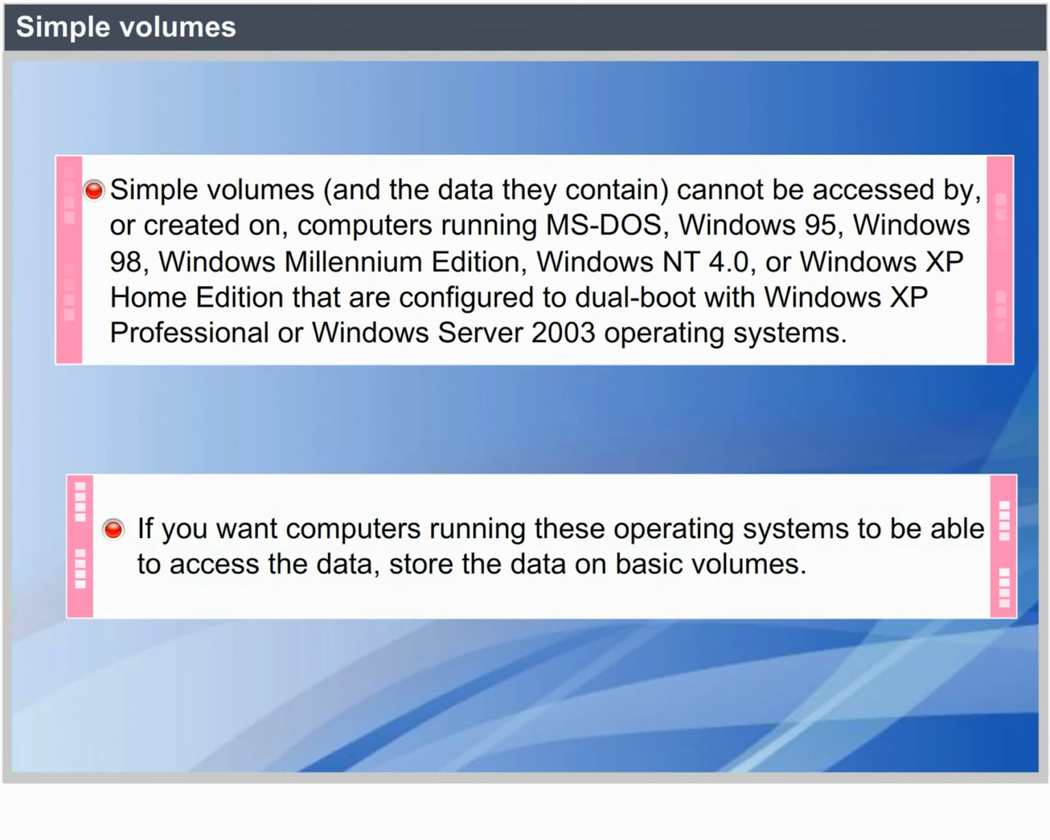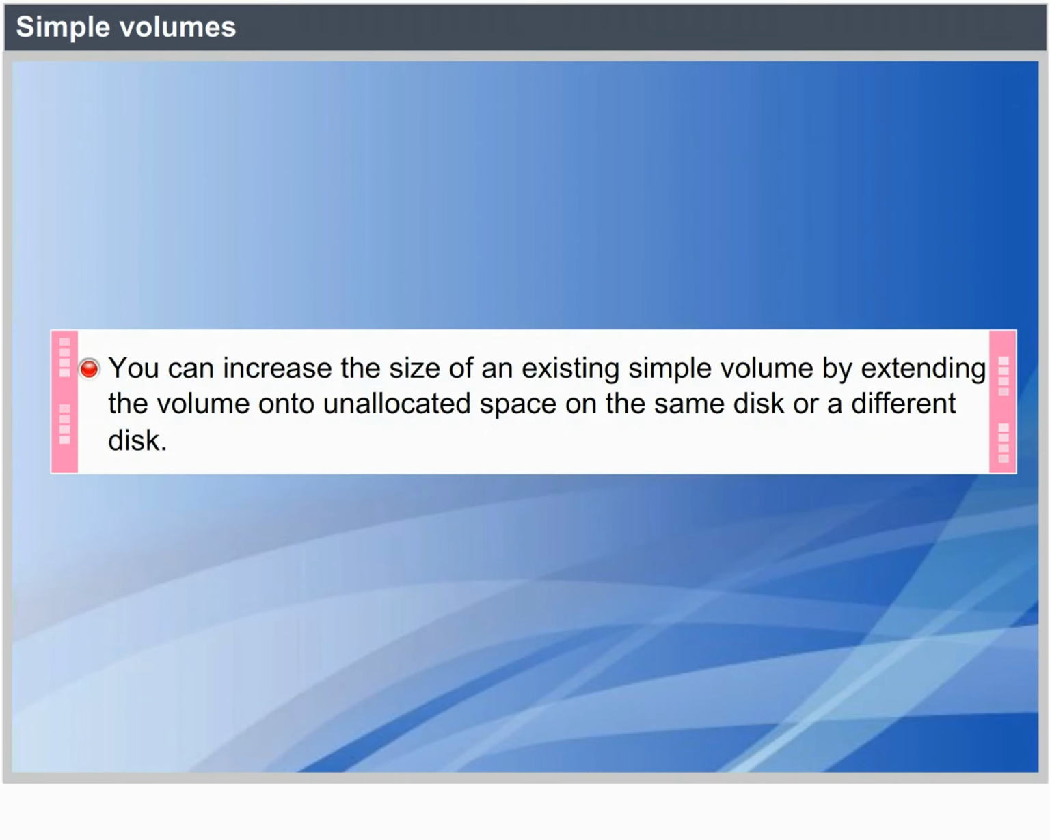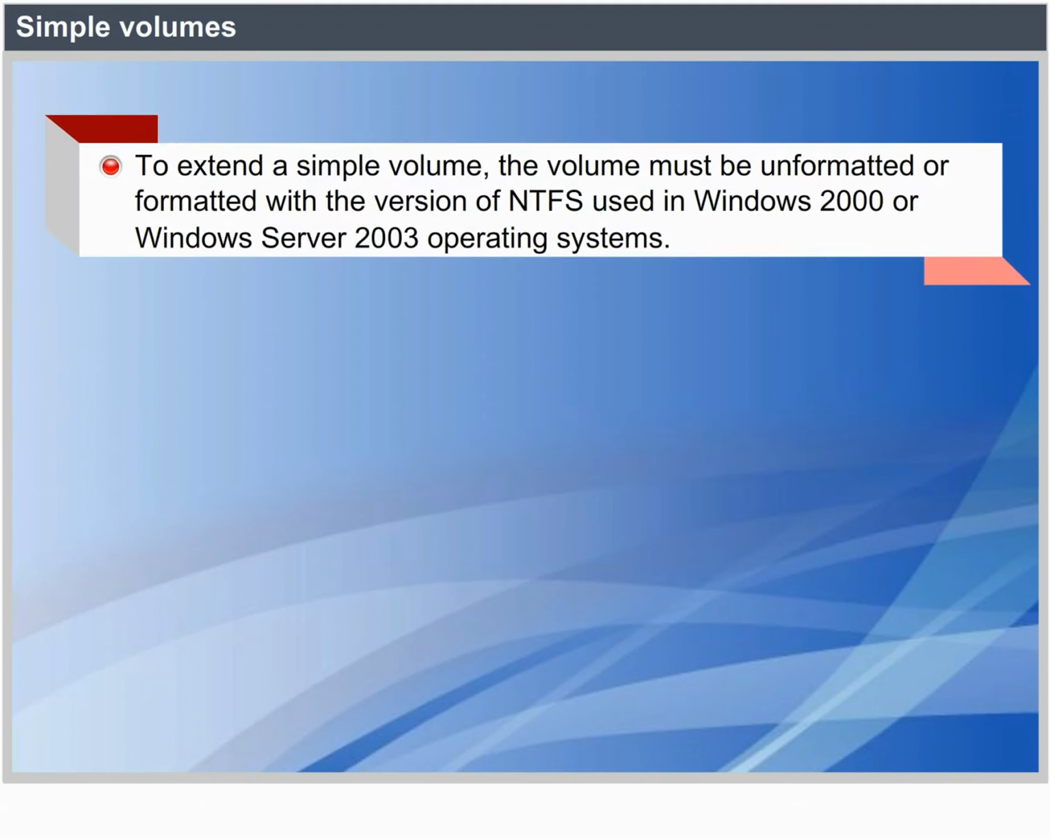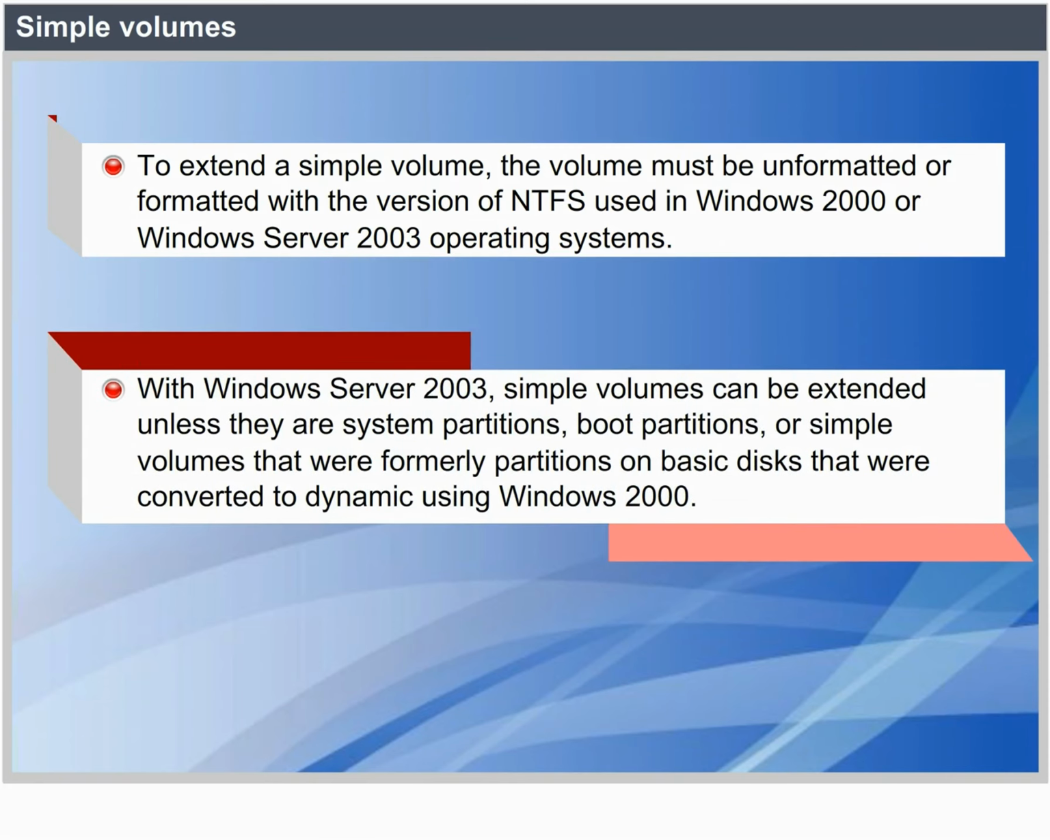volumes. You can increase the size of an existing simple volume by extending the volume onto unallocated space on the same disk or a different disk. To extend a simple volume, the volume must be unformatted or formatted with the version of NTFS used in Windows 2000 or Windows Server 2003 operating systems. With Windows Server 2003, simple volumes can be extended unless they are system partitions, boot partitions, or simple volumes that were formerly partitions on basic disk that were converted to dynamic using Windows 2000.